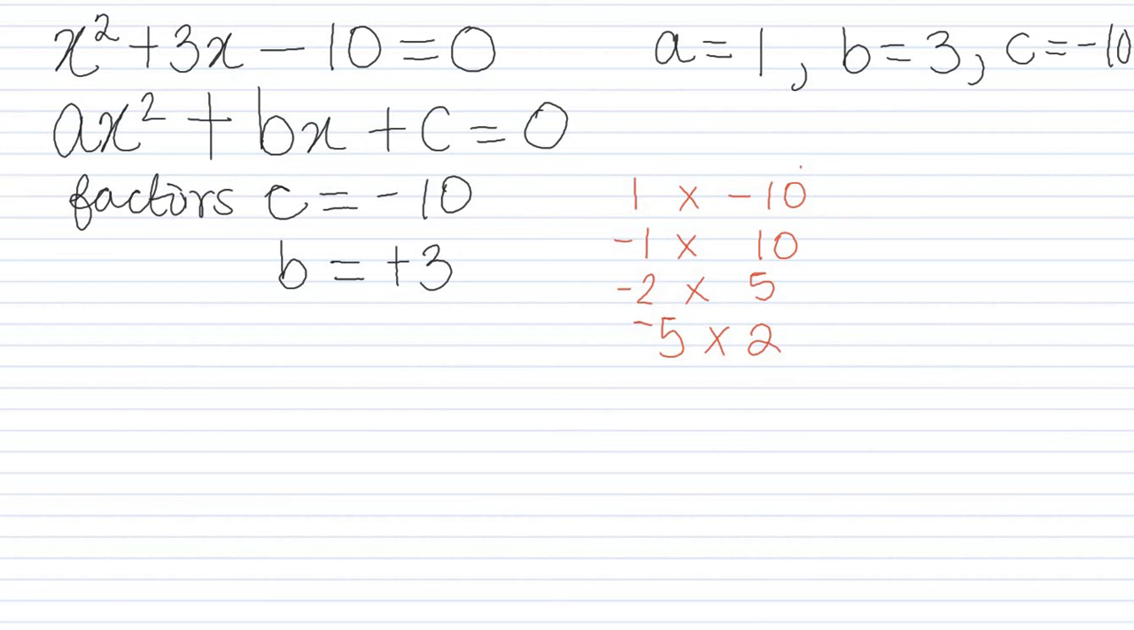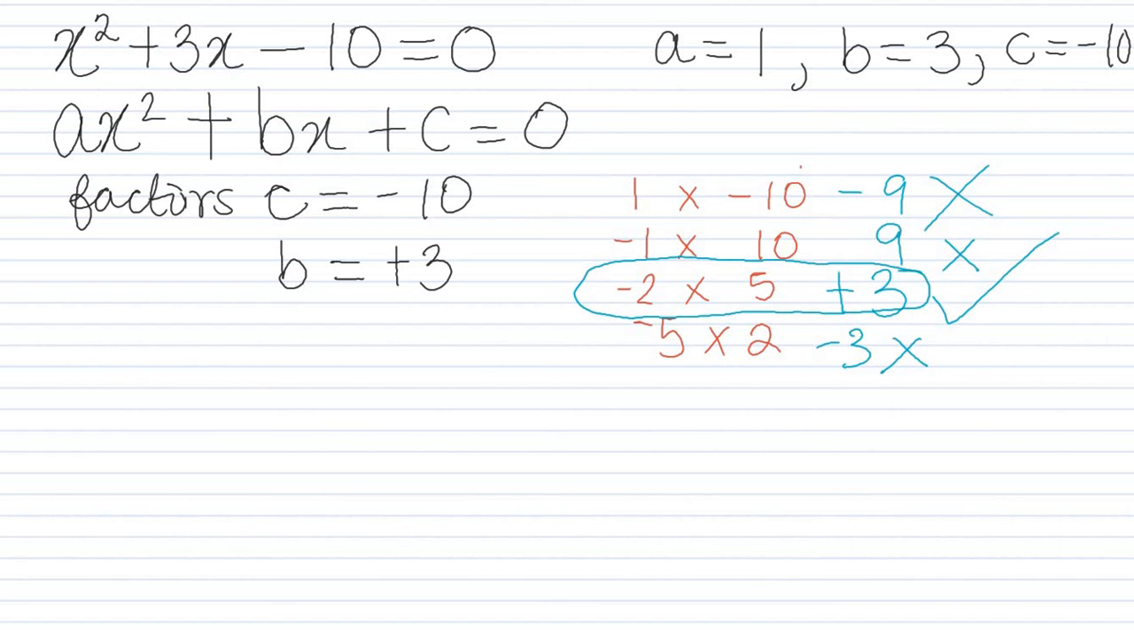When we look at it, 1 times -10, when you add them up, that's -9. So not what we're looking for. -1 times 10, when we add these two up, we get 9. So that's not what we're looking for. -2 times 5 is -10, and when we add these two up, we get +3. This looks like what we want. And -5 times 2, you get -10, but when you add them up, you get -3. So this is not what we want. Therefore, the factors that we want for this particular question are -2 and 5.